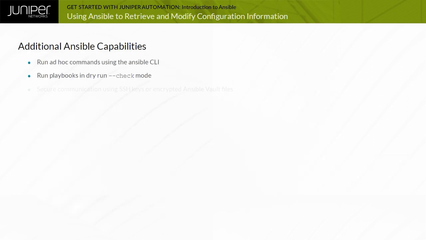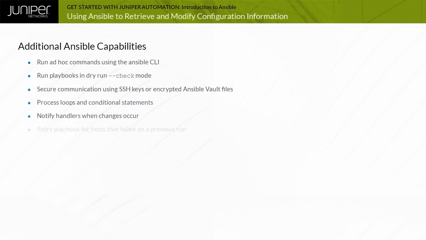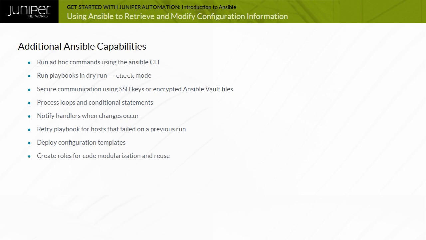This module discusses the basic features of Ansible and how you can use it for automating Junos. There are many more features, capabilities, tools, and methods available.